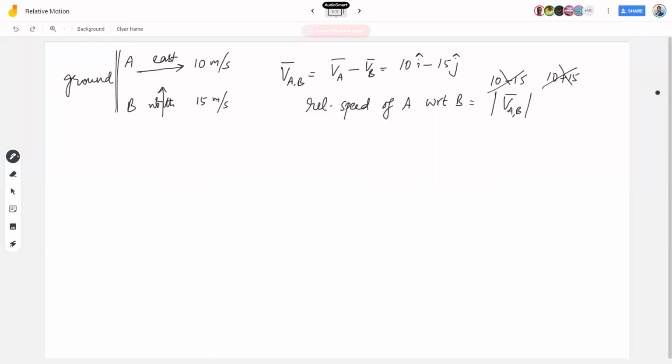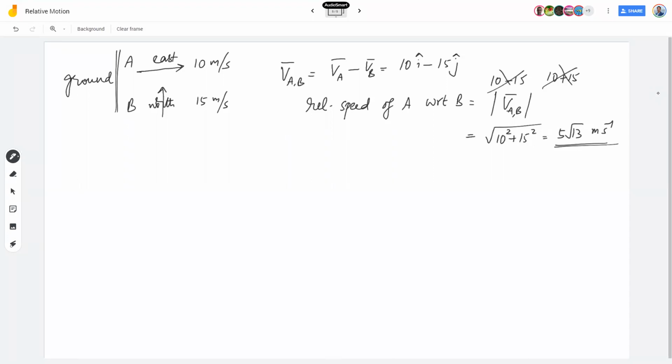Relative speed of A with respect to B is nothing but the magnitude of that velocity. What is the magnitude of this velocity? Root of 10 square plus 15 square. How much is that? I think this is 5 root 13 meters per second. Understood? Relative speed of A with respect to B is 5 root 13 meters per second.